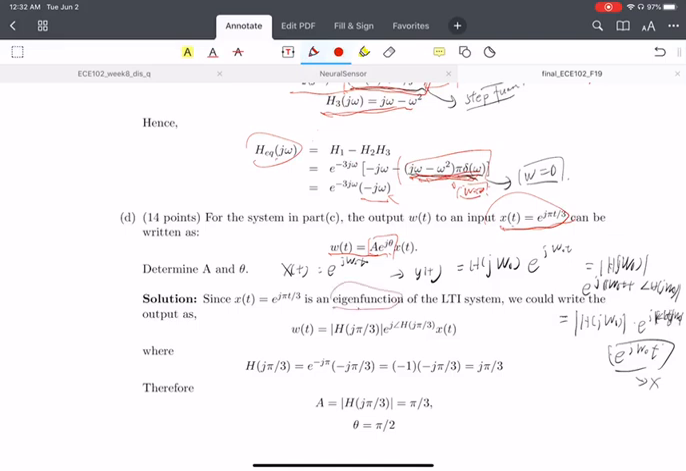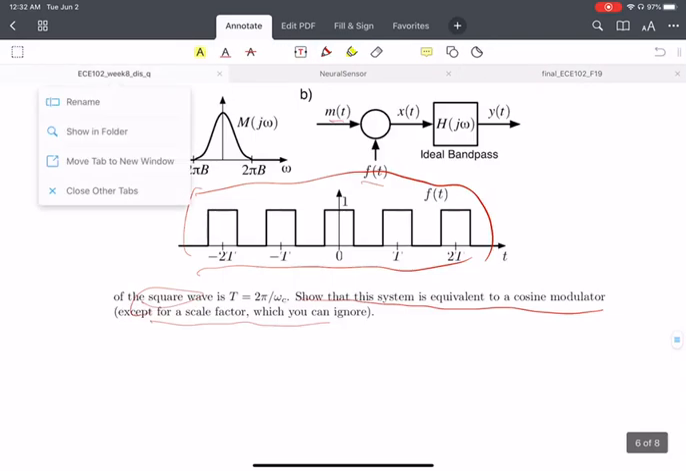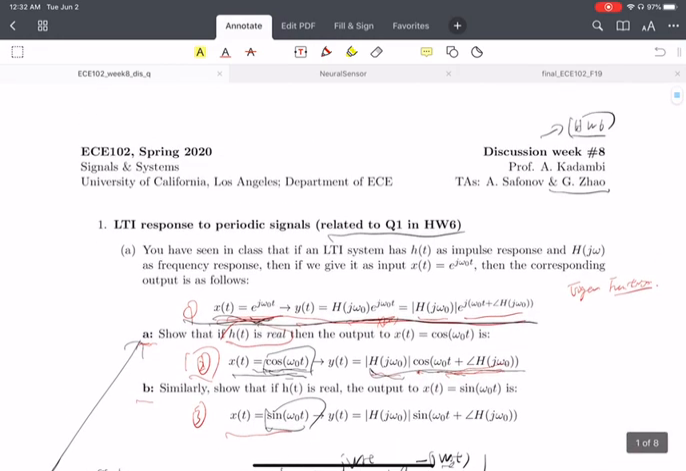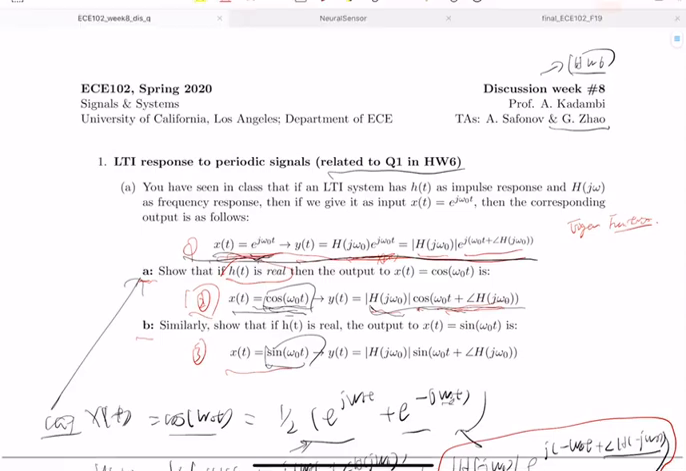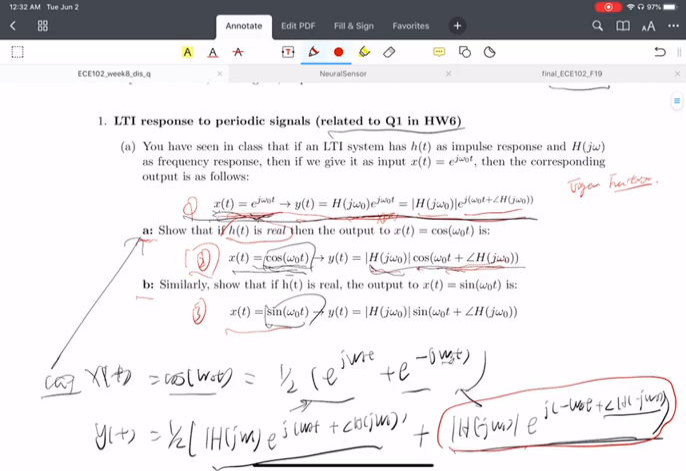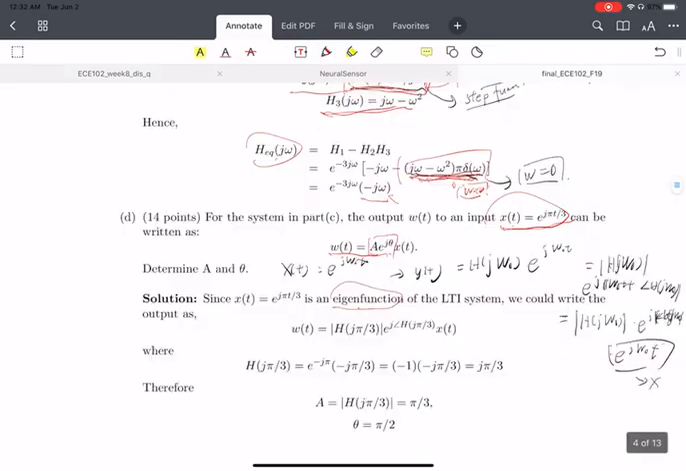So eigenfunction property, I have reviewed it in discussion eight of week eight. Sorry. For example, if we have x(t) as input, then y(t) will be H(jω0) multiplied with the exponential e^(jω0t). And we can further write it in the form of the amplitude and the phase.